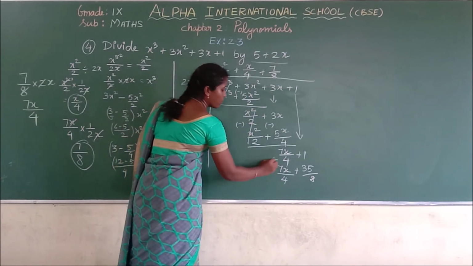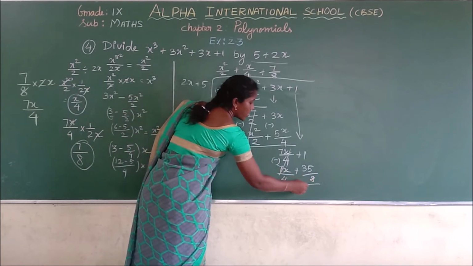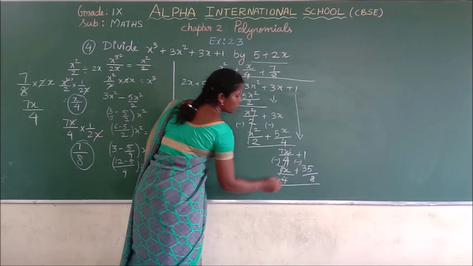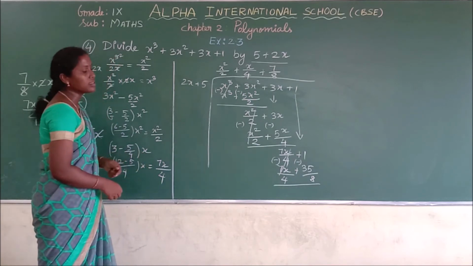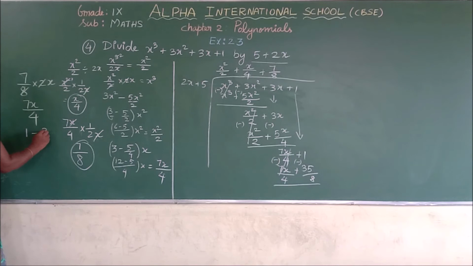Now listen. By subtracting, the first terms are the same, so they will get cancelled. So we are going to subtract these two numbers. What are the numbers we are having? 1 minus 35 by 8. How to subtract that?